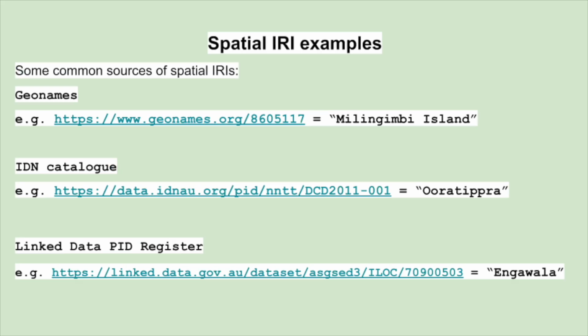For spatial information, you can add an IRI relating to some spatial feature. Some useful sources of IRIs for spatial features include GeoNames, a global source of IRIs for spatial features, the IDN catalogue itself. A spatial feature may already be catalogued, so use one of these IRIs. And the Linked Data PID Register, which is a collection of persistent identifiers for spatial features.